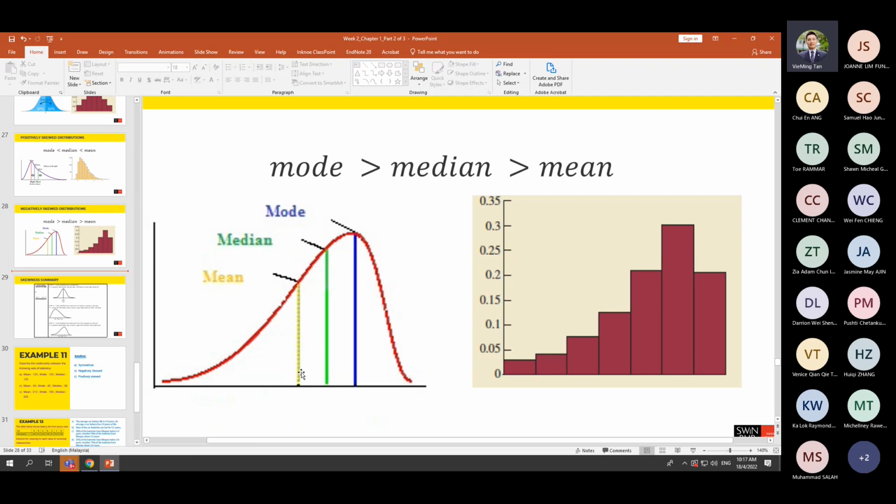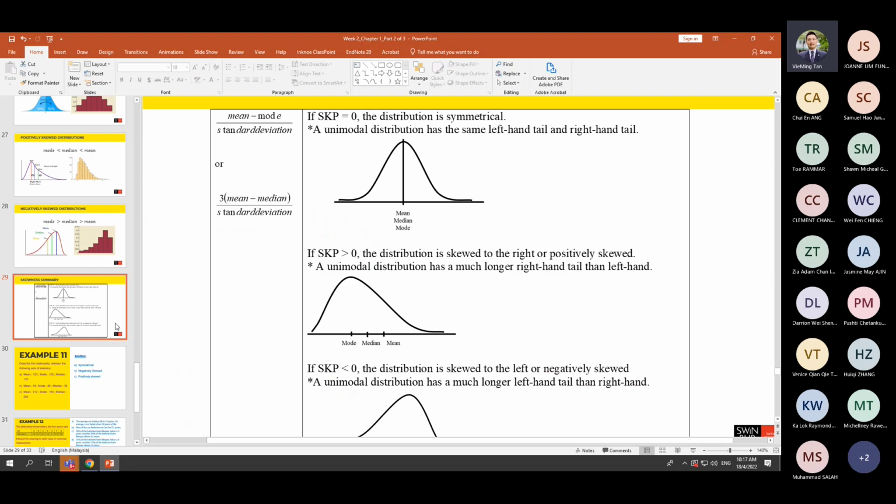Sometimes by using your eyesight, you may not be able to identify whether the data is symmetrical, skewed to the right, or skewed to the left. Don't worry, we can use a formula. If you cannot observe using eyesight, we use a formula to identify the skewness value, the pattern of the data distribution. We can use mean minus mode divided by standard deviation. This formula is called the SKP, the formula to calculate the skewness value.